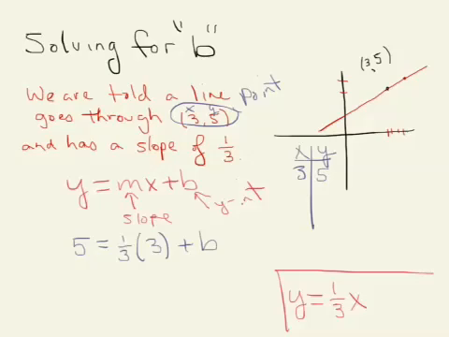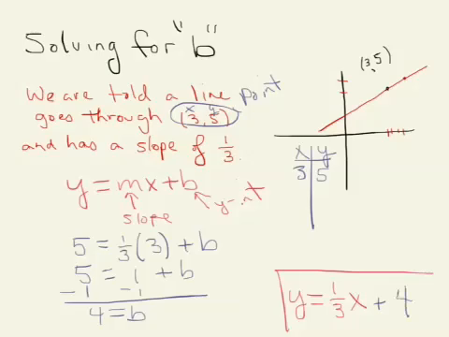Y equals mx plus b. So 1/3 times 3 is 1. We have to do the arithmetic now. Subtract 1 on both sides. This is called solving an equation. And we see that b is 4. We have just solved for the y-intercept, and it turns out that it hits the y-axis at b equals 4. So I'm going to put plus 4 here, and there's our answer.